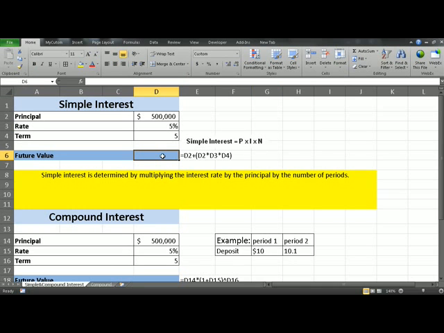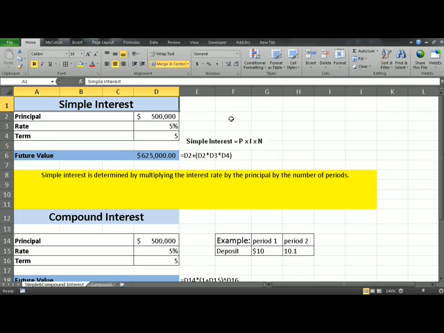To calculate this, click D6 and type equals your principal, which is in D2, plus, open a parenthesis, your principal, which is in D2, times the interest rate, which is in D3, times the term, which is in D4, close the parenthesis and hit enter. You get an answer of 625k.